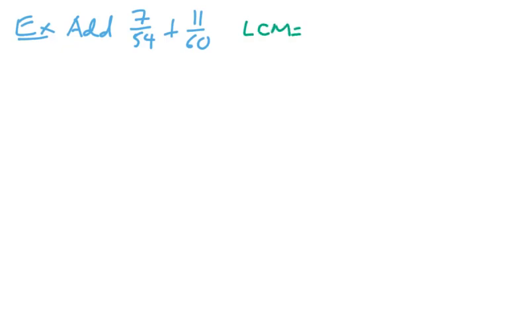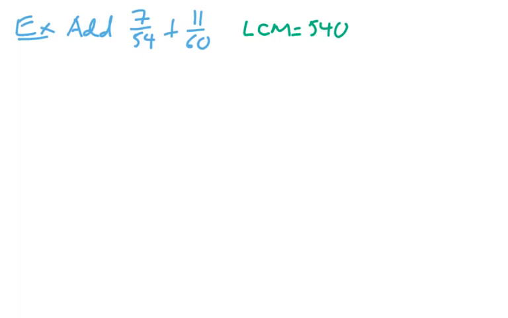Now, why is that important? Okay, let's suppose that we want to do an addition problem that involves these 2 denominators. Suppose we want to add 7 over 54 plus 11 over 60. Unlike denominators, all the work we just did allows us to figure out what that common denominator should be. We believe that the common denominator we should aim for is the least common multiple, which was 540.